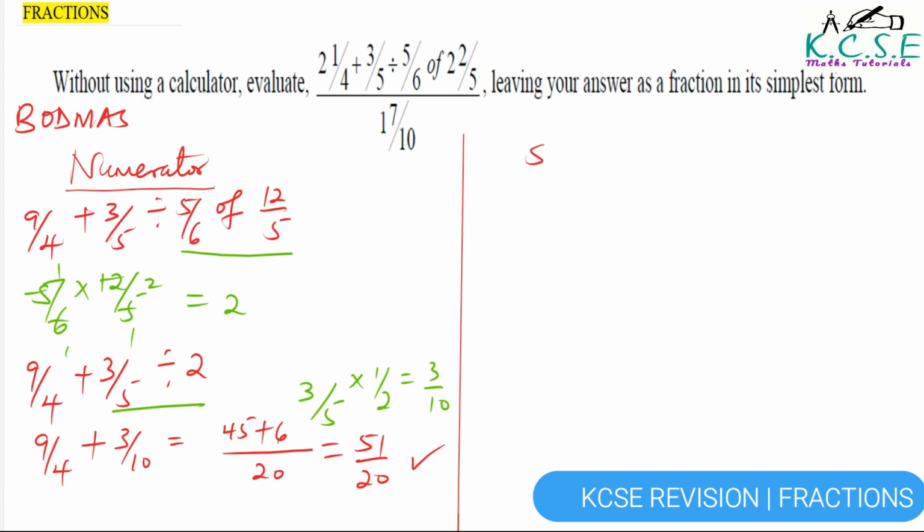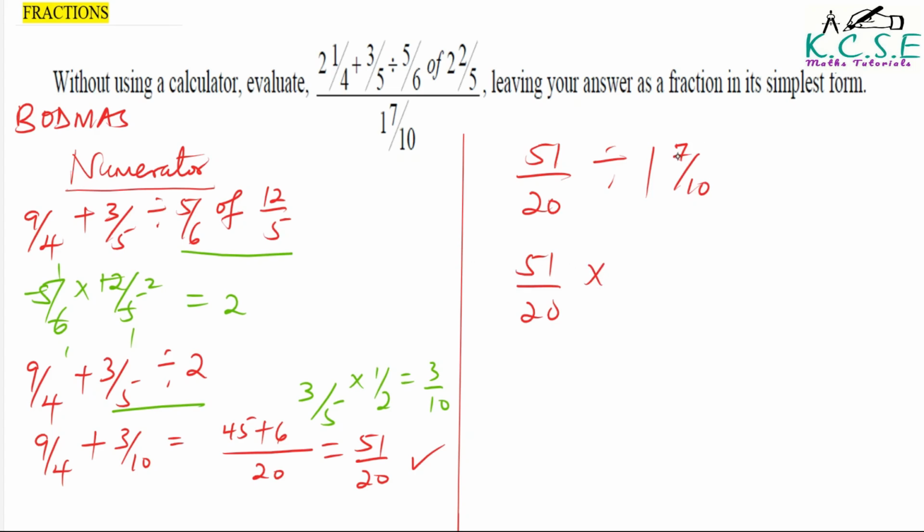We have the numerator, which is 51 divided by 20, divided by the denominator, which is 1 and 7 over 10. So this gives 51 over 20 multiplied by, convert this one into an improper fraction, it gives 17 divided by 10. Okay, but before we do that, when we convert, maybe you can just put the division, you go step by step. So this would be 17 over 10. Then you get 51 divided by 20 multiplied by 10 over 17 when you change the sign.